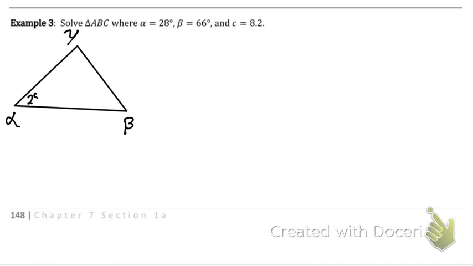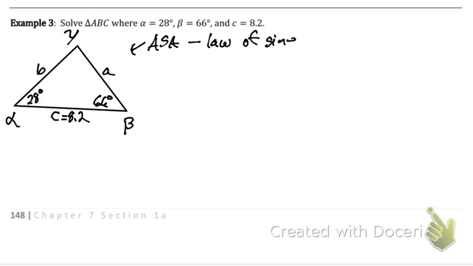Well, alpha is 28 degrees, which means this is side A. That's opposite from our alpha. Our beta is 66 degrees. Side B is across from beta. And C is across from our gamma. So C would actually be here, which is 8.2. I'm going to note that this is angle, side, angle, so you can use the law of sines. All right, I want you to do the rest.